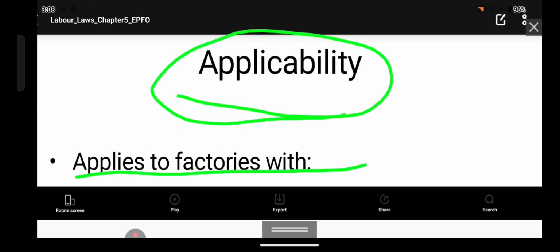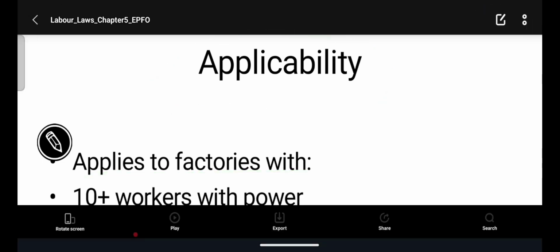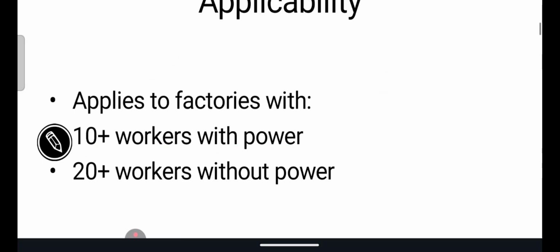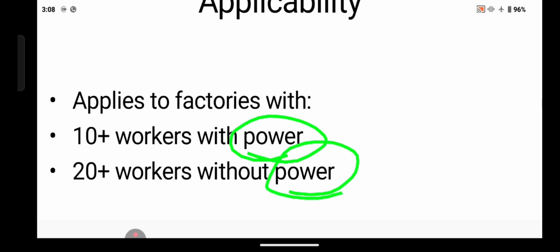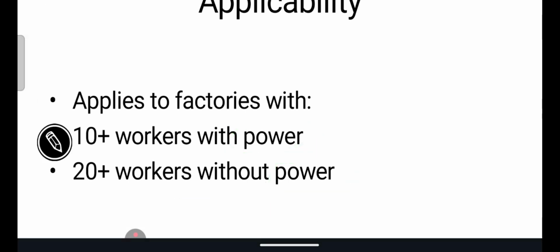You might be thinking what the power is all about. What is the meaning of power? 10 workers with power, 20 plus workers without power. Let me clarify this. It applies to factories with 10 plus workers with power. This means there are a few factories where power generators are used for machinery work, and there are other factories where work is done by hand. So it is talking about that.